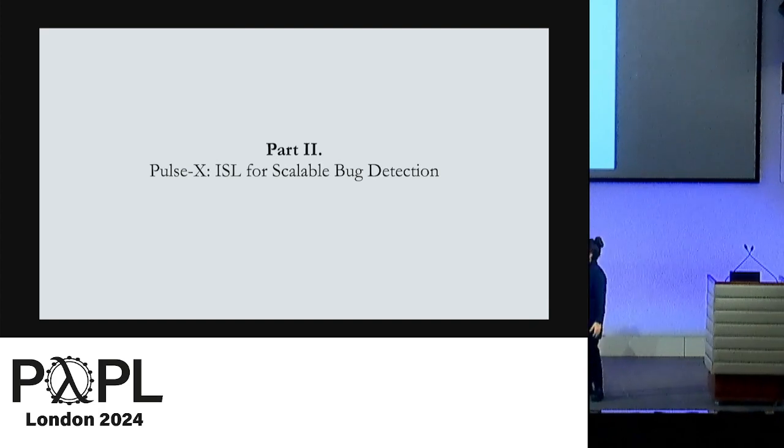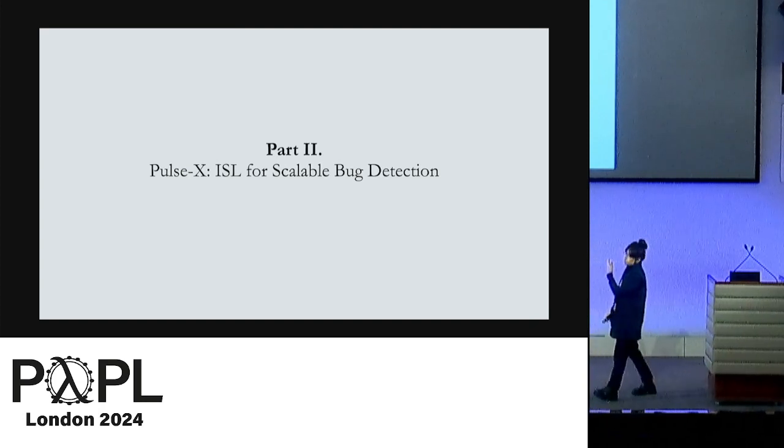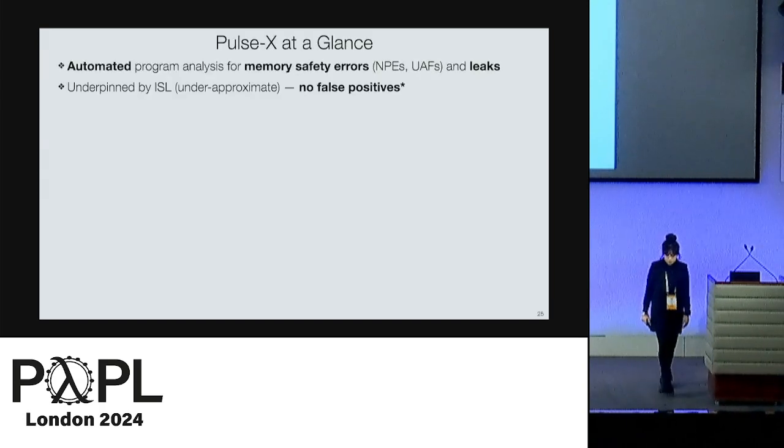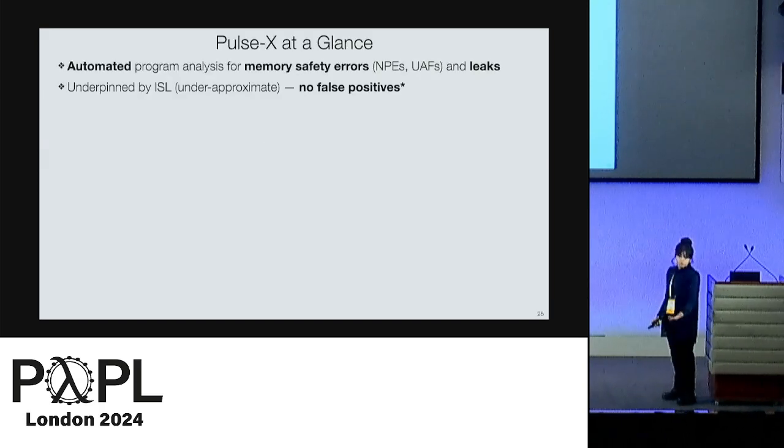Our tool, a prototype tool called PulseX, which is now fully deployed at Meta in the Infer Pulse framework, is based on under-approximation and incorrectness logic. OK, so in a nutshell, what is PulseX? It's an automated program analysis, so it's push button. It requires no effort on the side of the programmer. They literally press go, and it goes.